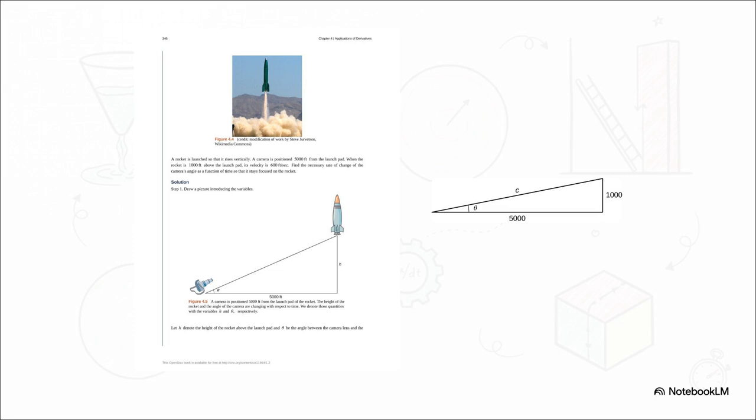That physical camera just corresponds to the bottom left vertex of our triangle. The physical rocket is the top right point, and the actual altitude is just the vertical leg h. By distilling the chaotic real world into this simple geometry, we literally gain the power to predict it.